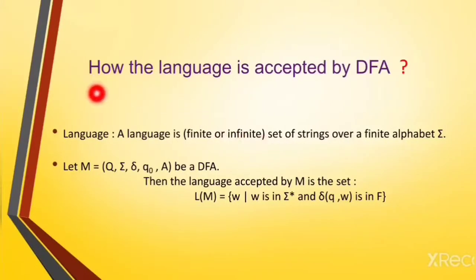Let us know how the language is accepted by the DFA. What is a language? A language is a finite or infinite set of strings over a finite alphabet. And a regular language is a language recognized by a finite automaton M and it is denoted by L of M. L of M means it accepts a string or a word W, where W belongs to the set of alphabets, and that string is processed with the state Q, and after the transition it will reach the final state.